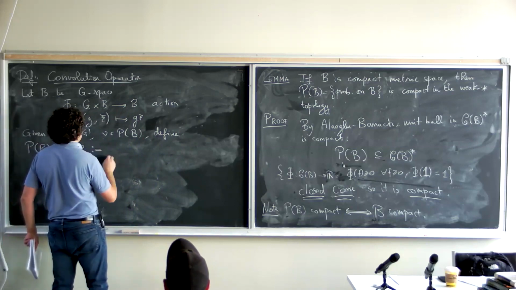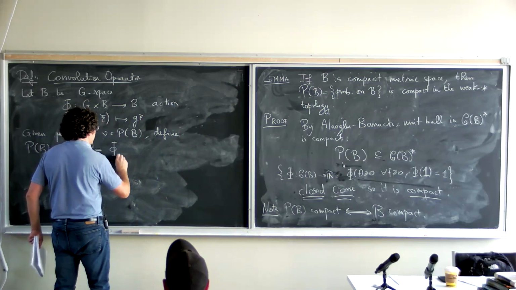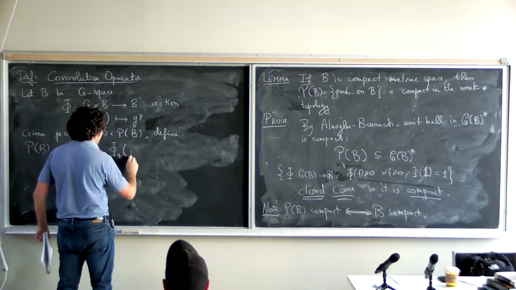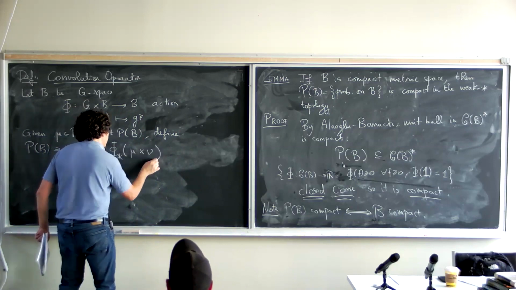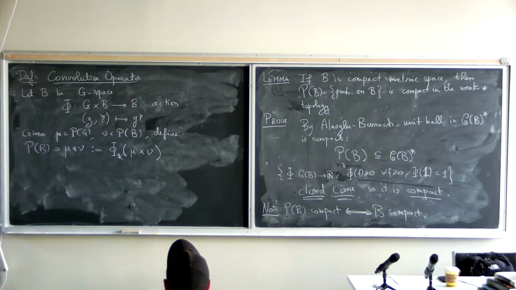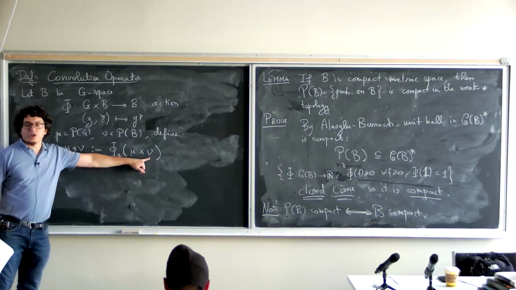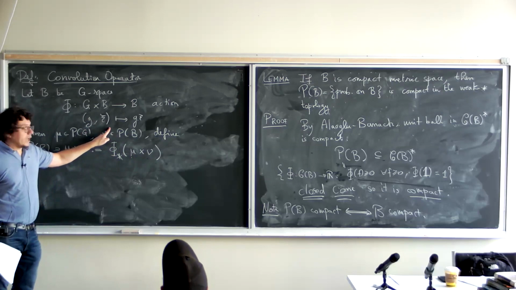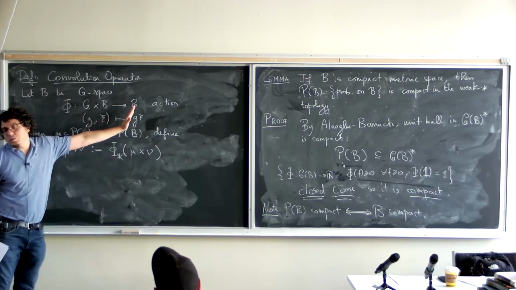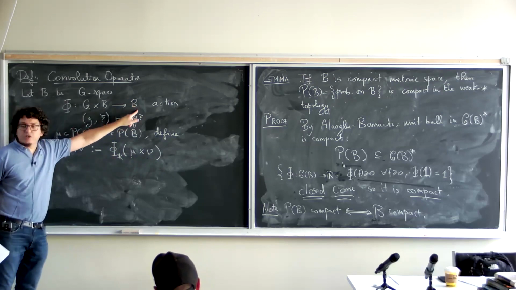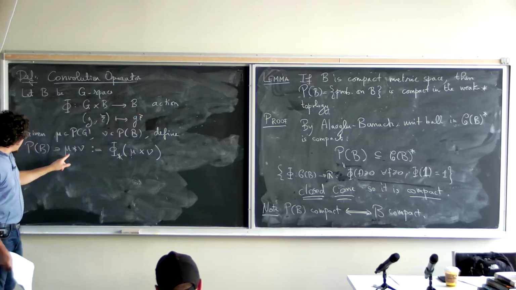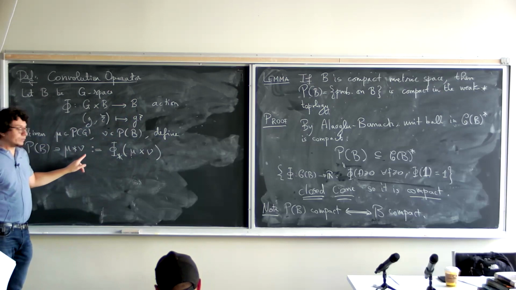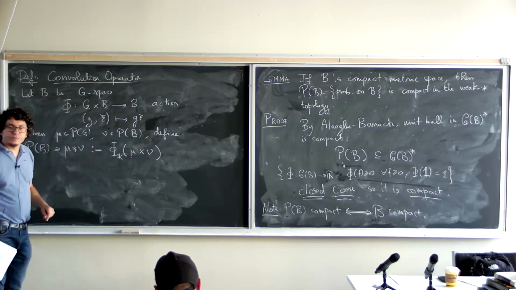If you want to be formal, you define it as the push forward of the product measure. So you have mu star nu, mu times nu. This is just a product measure. And then we push it forward by the group action. We'll get a new measure on the boundary. And we call this the convolution of mu and nu.